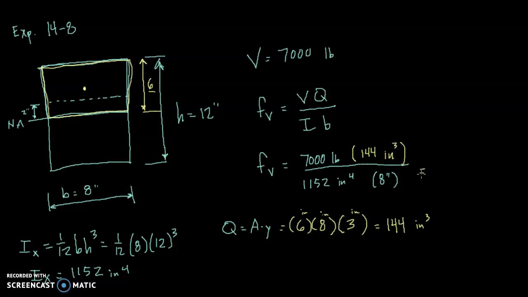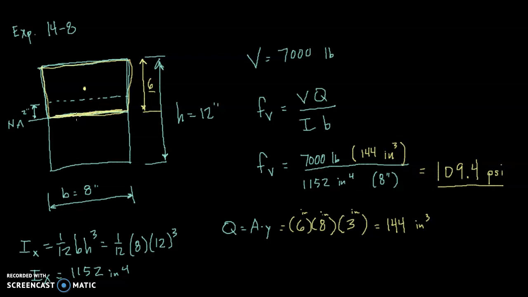All right, so if we calculate 7,000 times 144 divided by 1152 and also divided by 8, we get 109.4. And if we look at our units, we've got 3 inches on top, we've got 4, and this is another one, so we've got 5 on the bottom. 5 minus 3 leaves us 2, so we've got inches squared on the bottom, pounds on top. So as expected, we end up with pounds per square inch, or PSI. So that's the amount of shear stress that's occurring at the center or neutral axis of this beam.